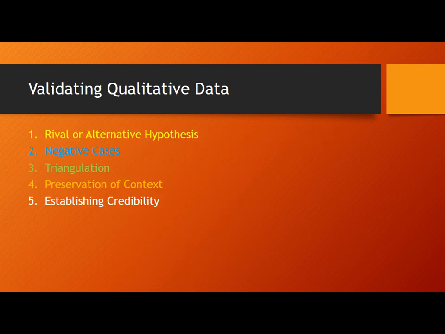Okay, when you want to validate qualitative data, there are 5 particular ways that the book goes through and recommends considering. First is rival or alternative hypotheses. Second is negative cases. Third is triangulation. Fourth is preservation of context and content, hopefully, and fifth, establishing credibility, which I've been talking about throughout this entire presentation.